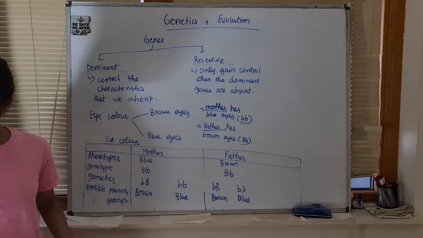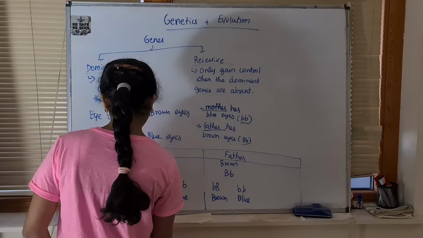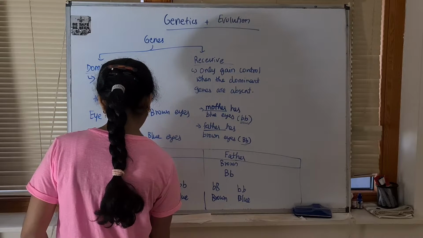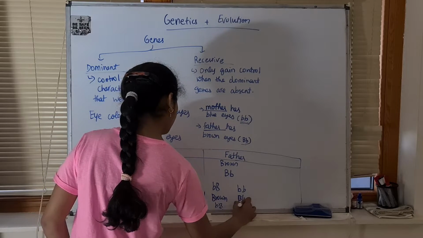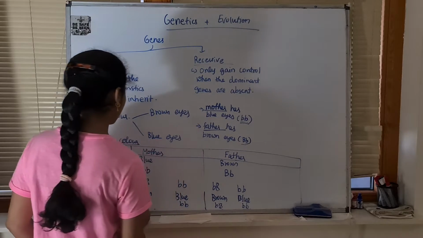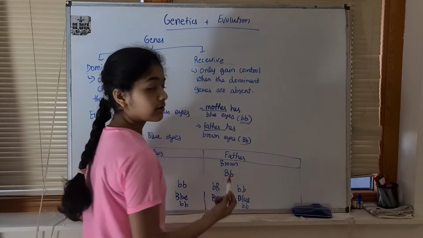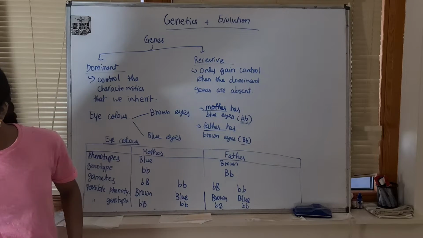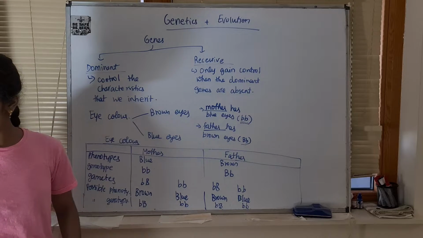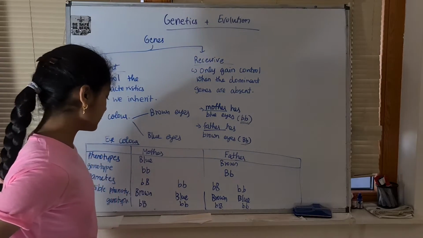Now, possible genotypes of the offspring. Small b, capital B, small b, capital B, and small b. Now, they said to show the possible eye color of children of two parents if the mother has blue eyes and the father has brown eyes.